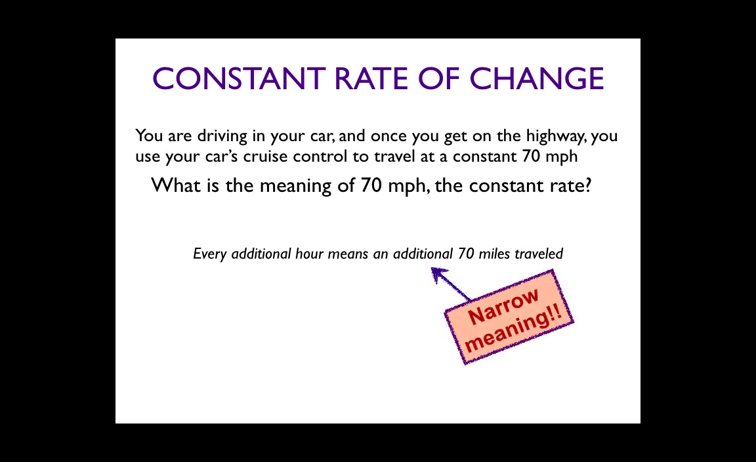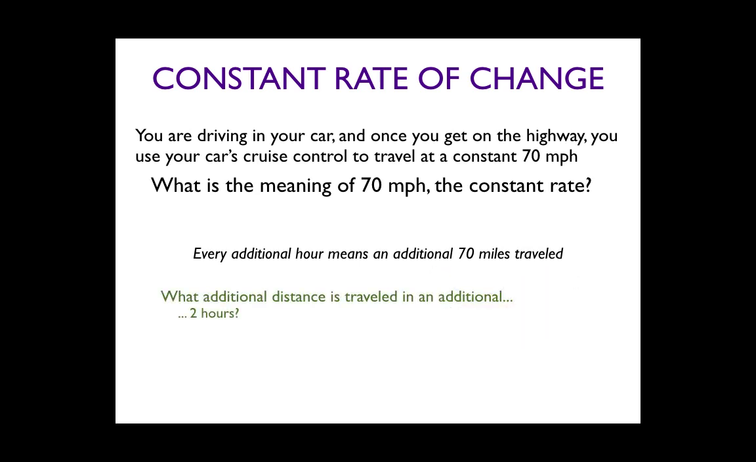We can expand this to talk about the relationship between time and distance in general for any amount of time traveled. Every hour means 70 miles traveled, so in 2 hours I'd go an extra 140 miles, but I could also talk about half an hour, right? Things that are smaller, I don't have to go just multiple whole numbers of hours. In half an hour, you drive 35 miles, right? What about in a tenth of an hour?